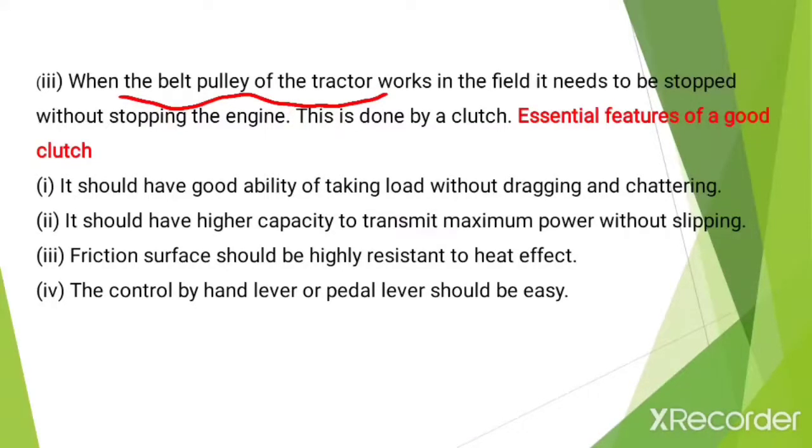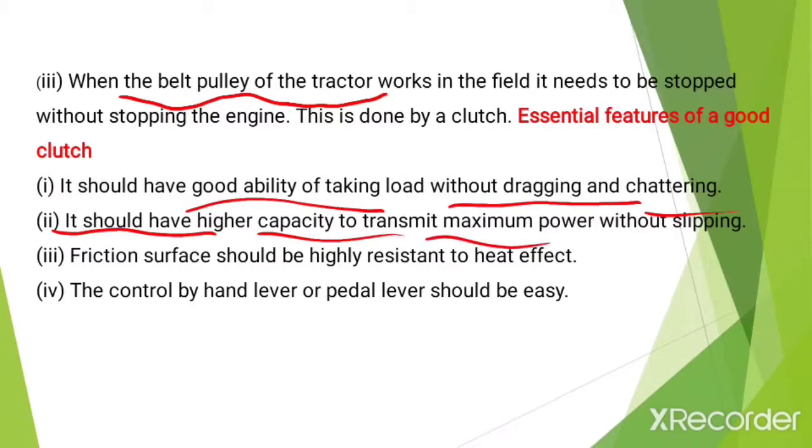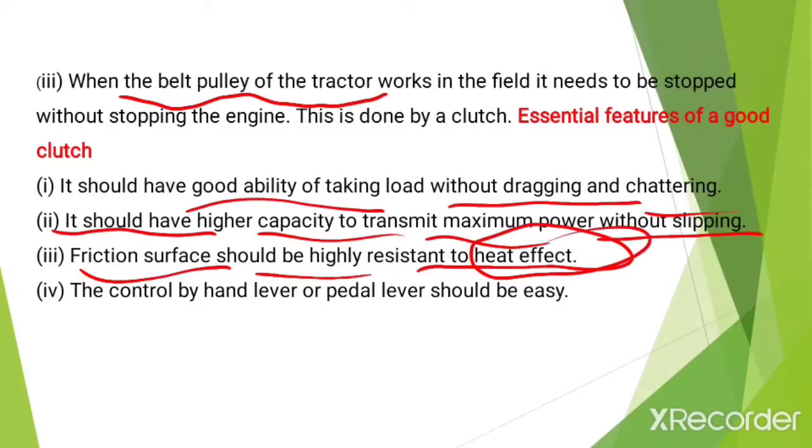Okay, now essential features of a good clutch. First, it should have the good ability to take the load without dragging and chattering. Second, it should have higher capacity to transmit the maximum power without slipping. Then the friction surface should be highly resistant to the heat effect. Last feature, the control by the hand lever or pedal lever should be easy.